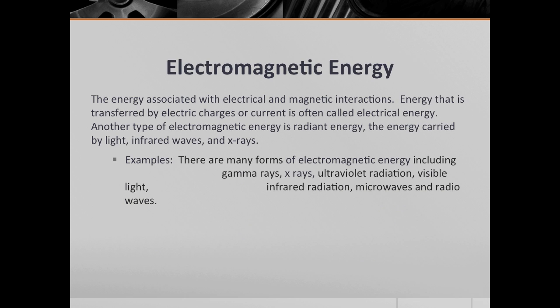Electromagnetic energy is the energy associated with electrical and magnetic interactions. Energy that is transferred by electrical charges or current is often called electrical energy. Another type of electromagnetic energy is radiant energy, the energy carried by light, infrared rays, waves, and X-rays. There are many forms of electromagnetic energy, including gamma rays, X-rays, ultraviolet radiation, visible light, infrared radiation, microwaves, and radio waves.